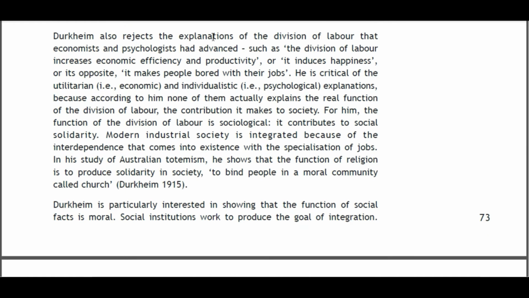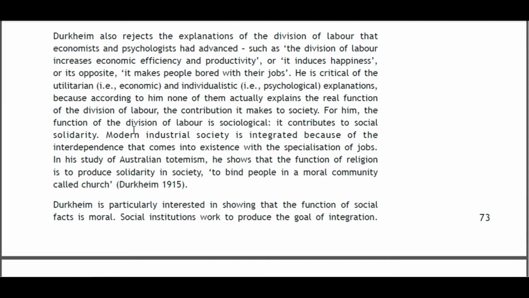Durkheim also rejects the explanations of the division of labor that economists and psychologists had advanced, such as that the division of labor increases economic efficiency and productivity, or that it induces happiness, or its opposite, that it makes people bored with their jobs. He is critical of the utilitarian and individualistic psychological explanations because, according to him, none of them actually explains the real function of the division of labor, the contribution it makes to society.